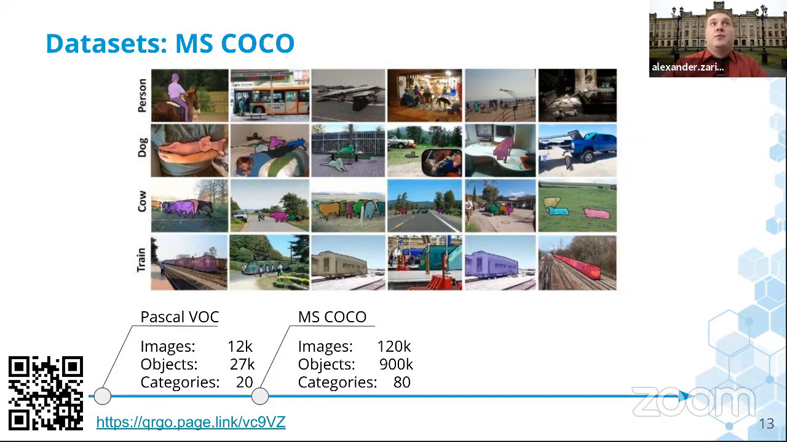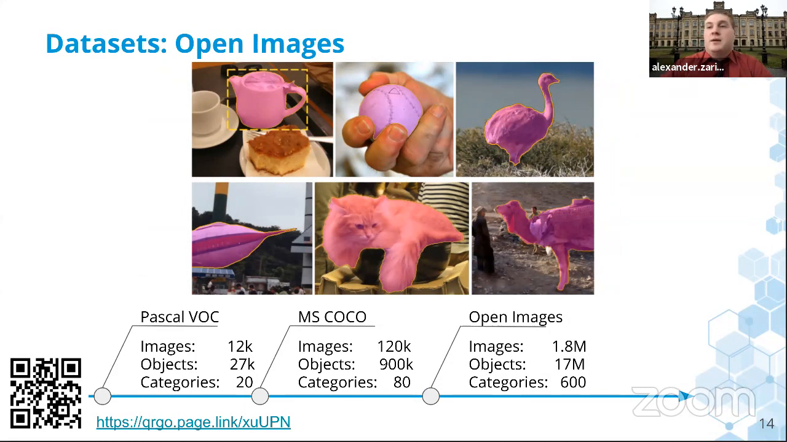And the release of MS-COCO was a huge step towards creating a large-scale object detection dataset, but its size is pretty small compared to ImageNet's 14 million images. So to close this gap, in 2016, Google released the Open Images dataset, which contains 1.8 million images on which 600 categories were annotated.